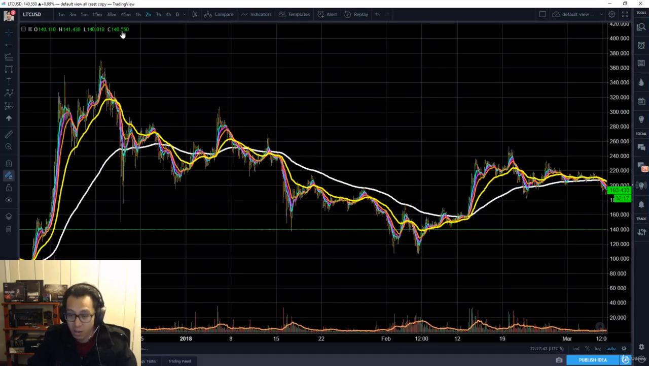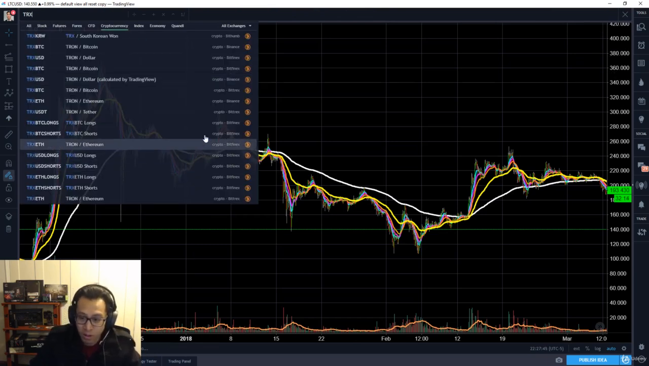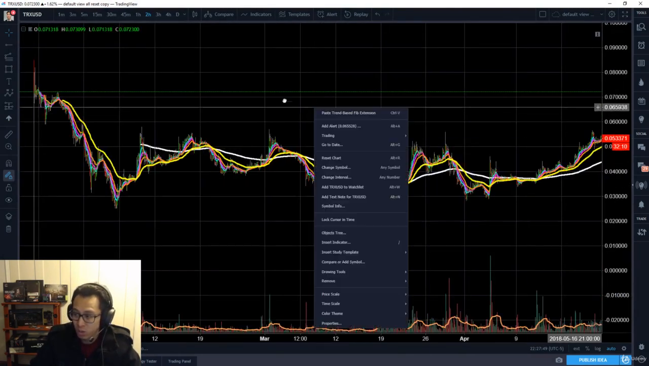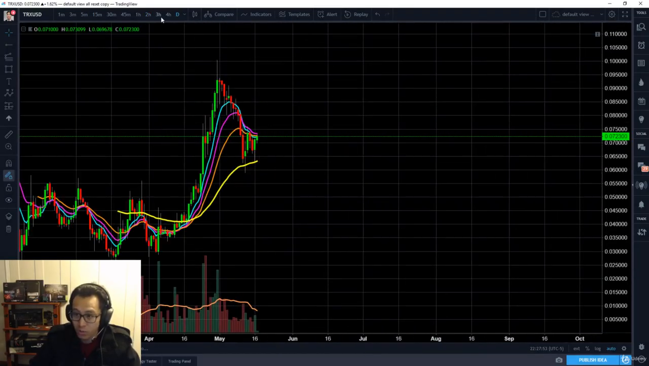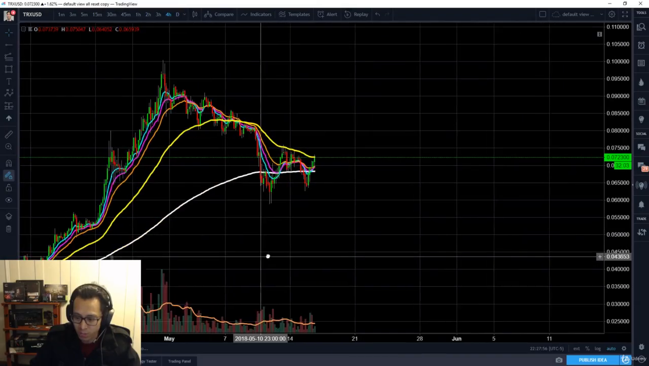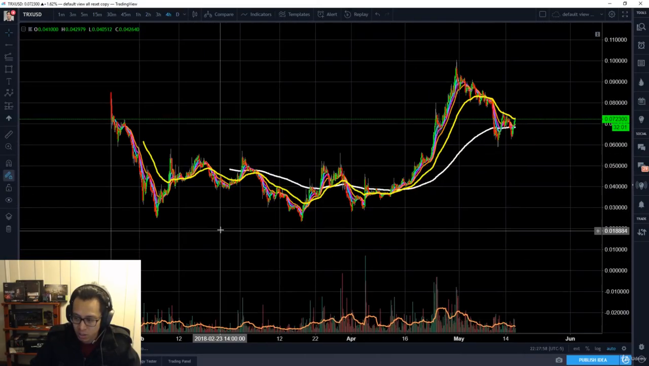So we look at, for example, Tron as well. We can look honestly at any single coin, because these coins will all tell a very similar story. So on a daily chart, there's nothing to really show. But let's say we go in on the 4-hour chart. There we go. The 4-hour chart right here, guys.